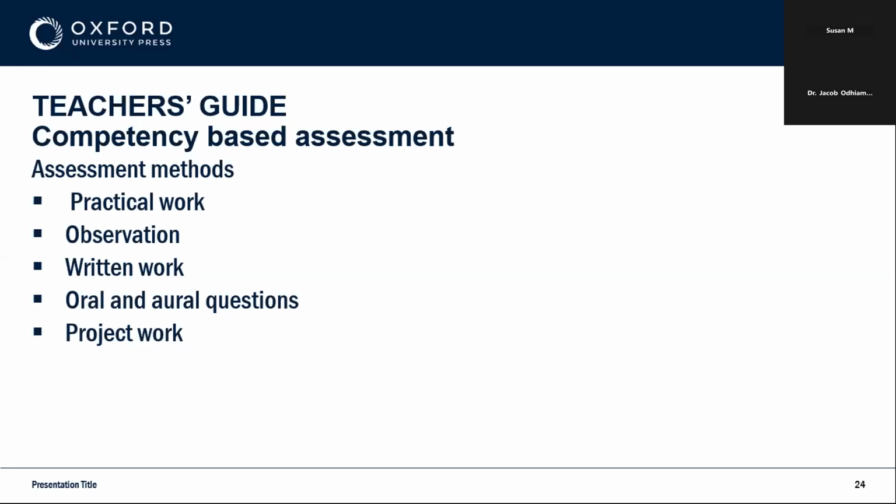Written work, this is very clear, you know it very well. Give them written questions and they respond. Oral questions, again, ask oral questions and then they respond. Oral questions, these are questions which are maybe from a tape. They listen to the question and then they respond to the questions. That is oral questions. And also project work. How do we assess project work? Assessing a project work may be different from maybe just practical work and observation. So these are the types of assessment methods that are used in competency-based learning.